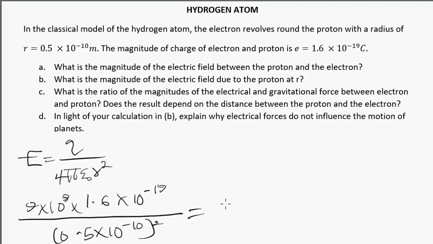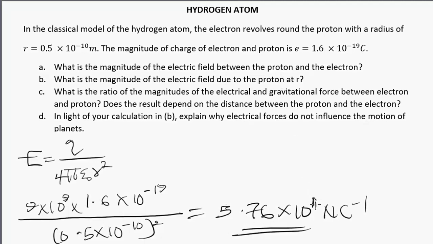When I check this with my calculator, I'll have 5.76 times 10 to the power of 11 newtons per coulomb. So this becomes the magnitude of the electric field due to the proton at r. I'll go ahead and wipe this, and then I'll check the third question.